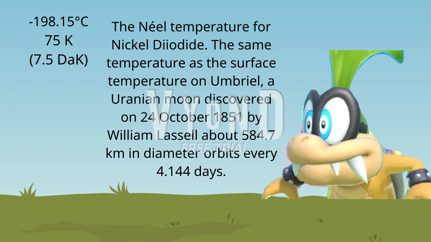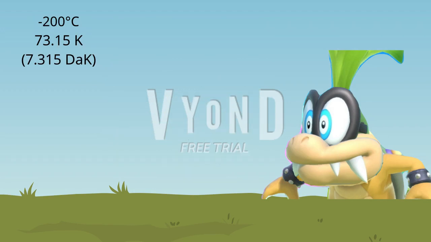The Néel temperature for nickel diiodide, a compound containing one nickel atom and two iodine atoms, is minus 198.15 degrees Celsius, or 7.5 decakelvins. That's 75 Kelvin. The same temperature as the surface temperature on Umbriel, a Uranian moon discovered on the 24th of October 1851 by William Lassell, about 584.7 kilometers in diameter, orbits every 4.144 days at minus 200 degrees Celsius, or 7.315 decakelvins.